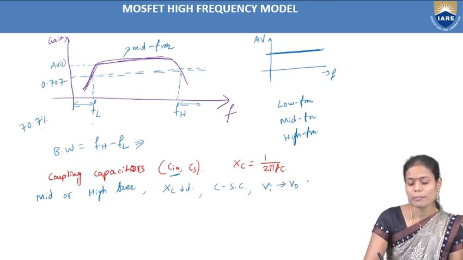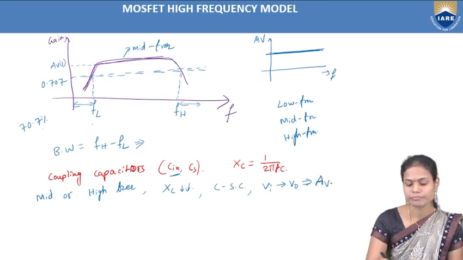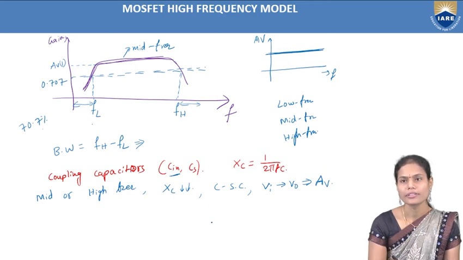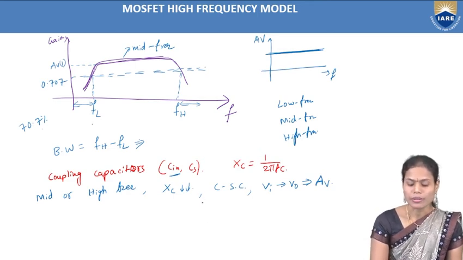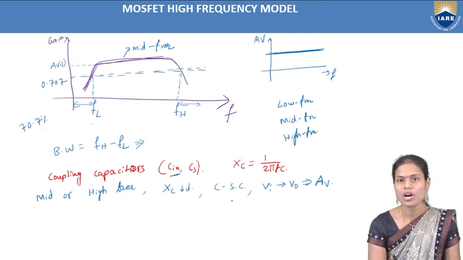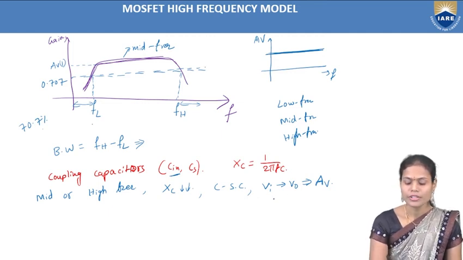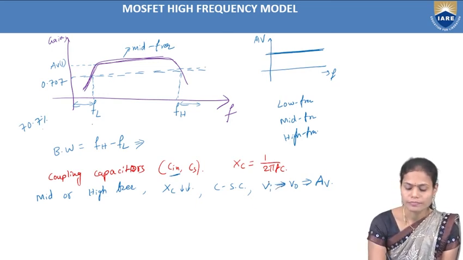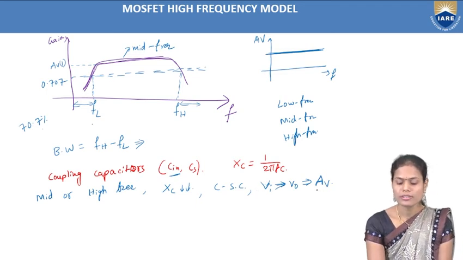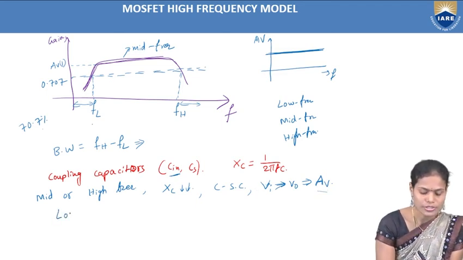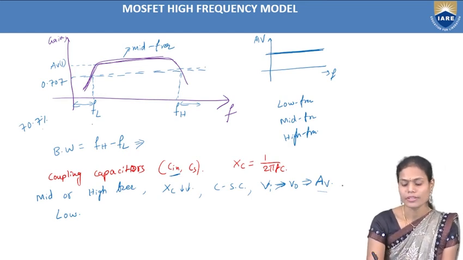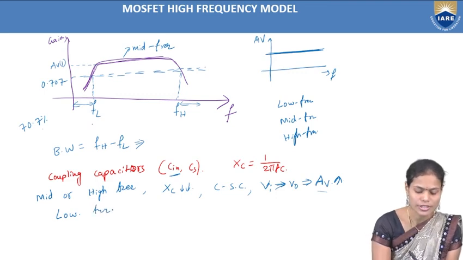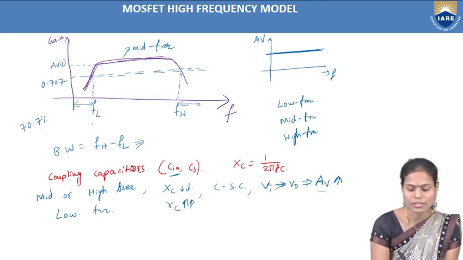Once we get the maximum output voltage, there is a gain increment in the circuit. Here the capacitor is short circuiting, so the input voltage is coupled to the circuit and we are getting it as AV. And if we take the low frequency signals, gain is increasing here. But if you take the low frequency range, the reactance of the capacitor will increase here.